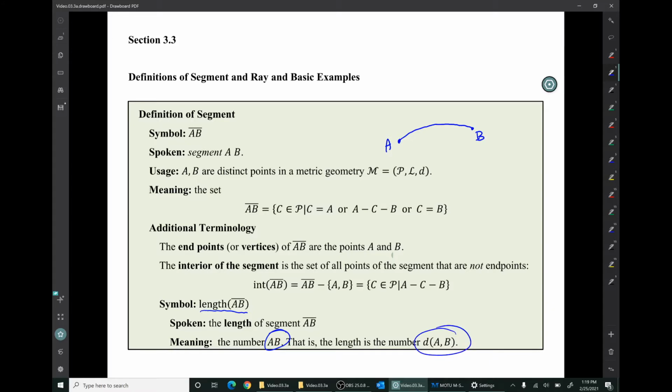Now notice that in a metric geometry, the distance between points can be 0 if the points are the same point, but the length of a segment can never be 0, because to have a segment, you have to have distinct points. So when you measure the distance between distinct points in a metric geometry, you'll never get 0. So it's impossible to have a segment with length of 0.